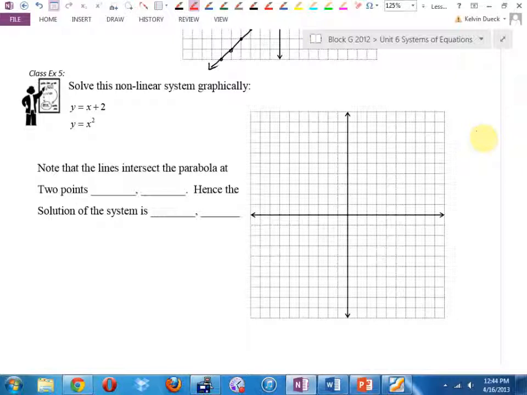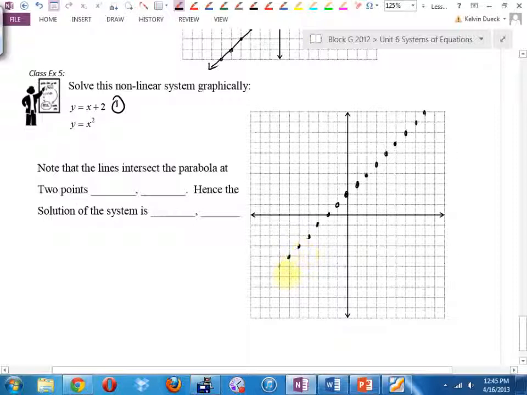How can I tell just by glancing at this that this is a nonlinear system? There's a curve, squared. The first one I can graph very easily. Y equals x plus 2. I'll graph that in black. I'll call it equation 1. I'm sure that has a y-intercept of 2, and it goes up 1 over 1, up 1 over 1, up 1 over 1. I got it, Mr. Dewick. Yeah, I know, but I like saying it. Up 1 over 1, up 1 over 1.